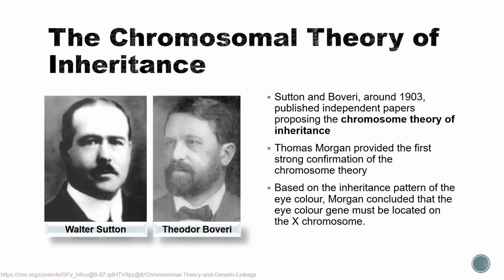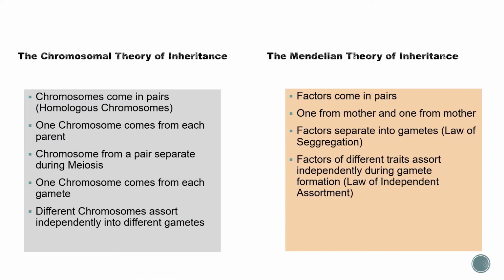Based on the inheritance pattern of the eye color, Morgan concluded the eye color must be located on the X chromosome. So let's compare the theory of Mendel and the chromosomal theory of inheritance. We know that the chromosomes come in pairs, what we now call homologous chromosomes. Mendel also mentioned his factors come in pairs. We know that one chromosome comes from each parent. This was also the case in Mendel's laws of inheritance.